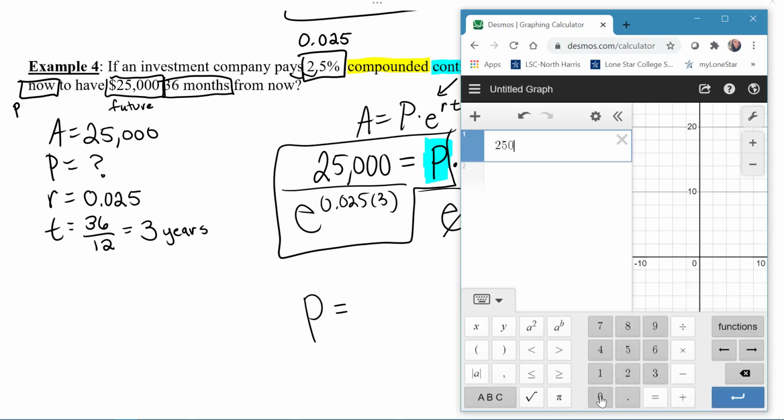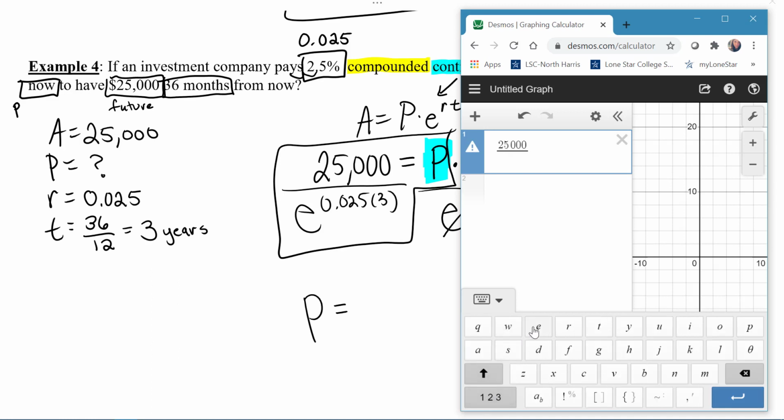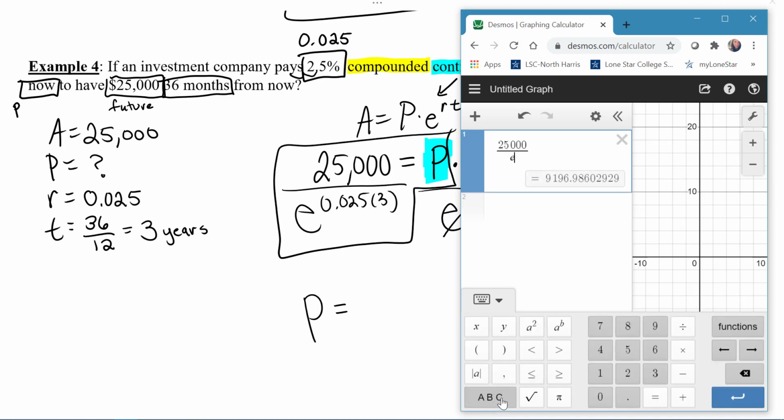Okay, so I get 25,000 divided by, go to my letters, hit E, go back to the numbers, and I want to make sure that this is the exponent for E. Put our parentheses to represent that exponent. And I'm going to put 0.025 times 3 in that exponent. So our P value turns out to be $23,193.59 when I round to the nearest 2 decimal places or to the nearest cent.